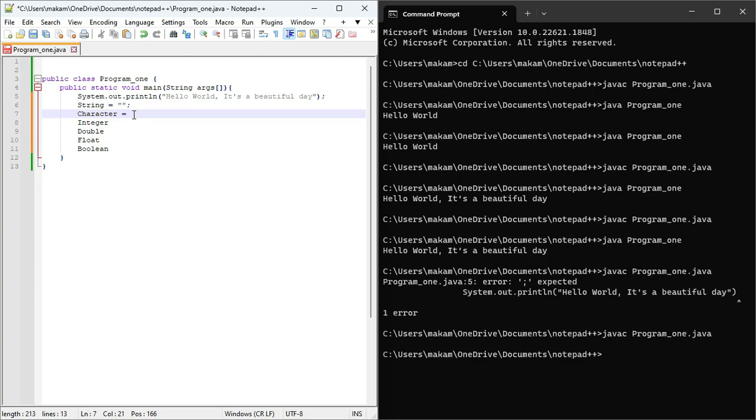And then you have a character. A character is defined as the data type of character. You see it by having single quotation.